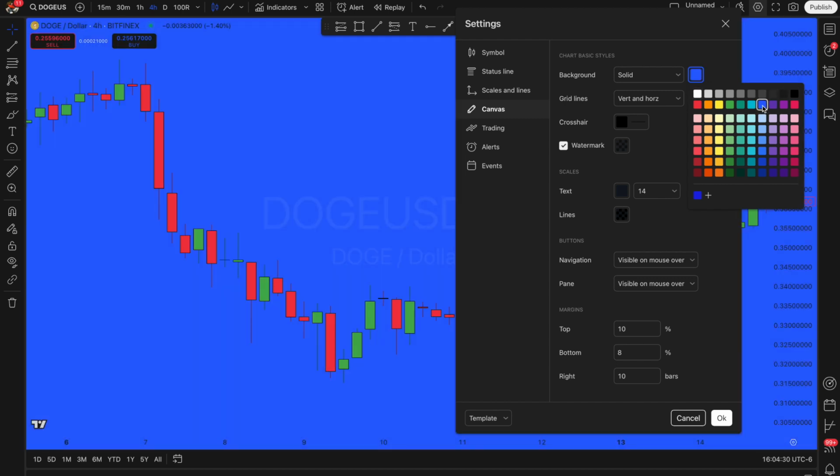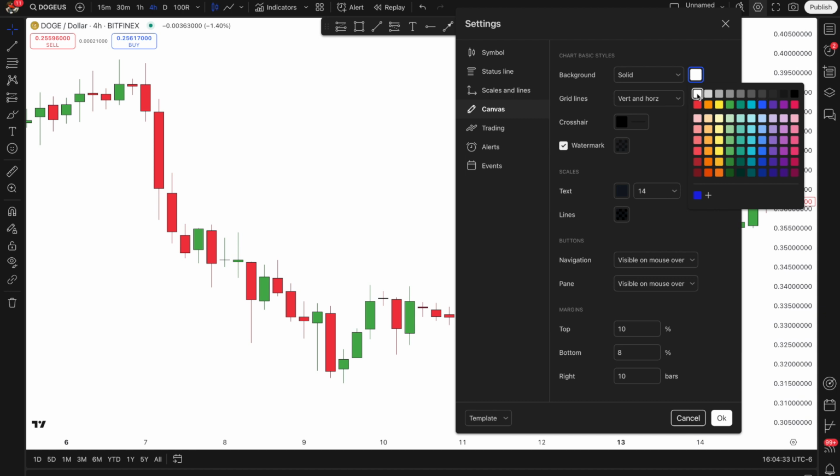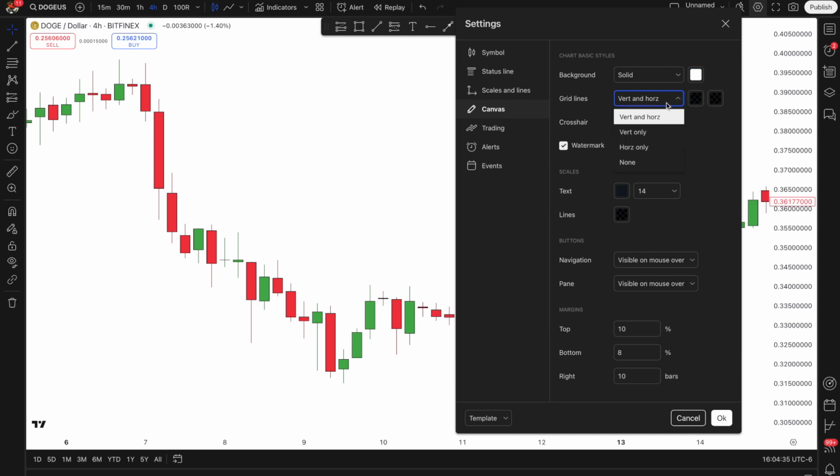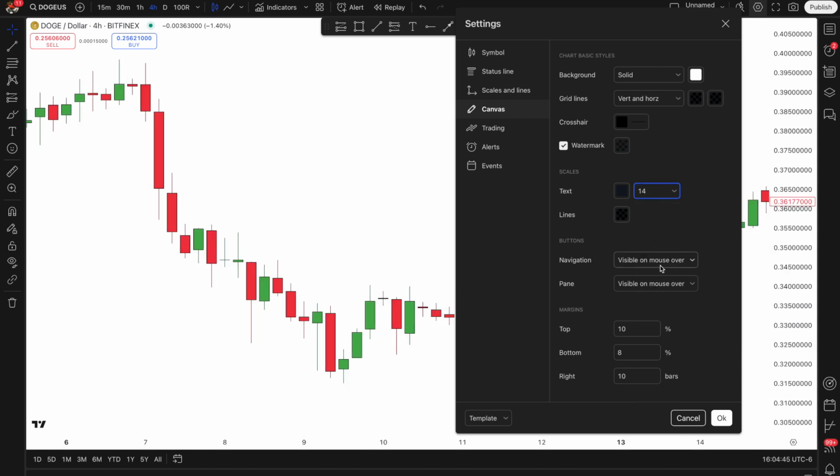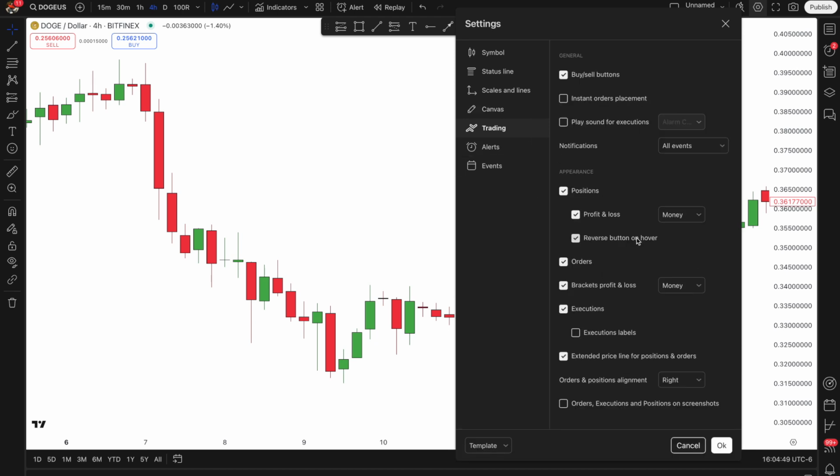Sometimes I'll get bored, I'll change my background to black. Sometimes I'll get bored of black and I'll switch it back to white. I like to keep it clean and simple though. And in your text, you could always adjust your font. If you have a harder time seeing, you could do all this on your TradingView on your phone too if you don't have a laptop or a desktop.